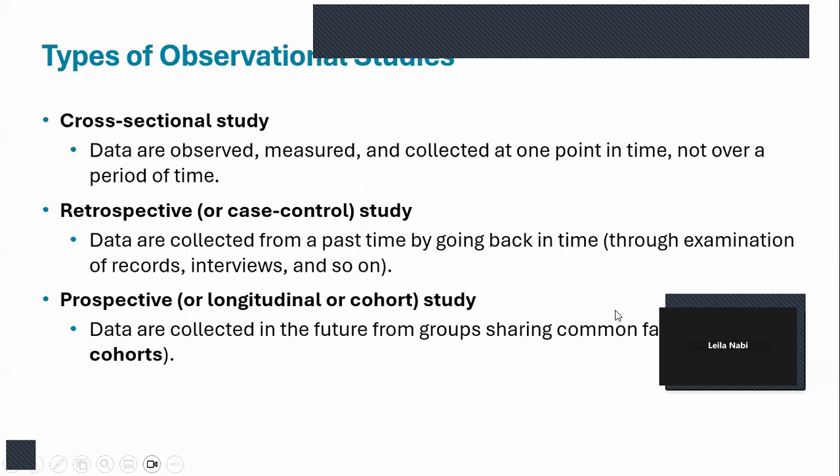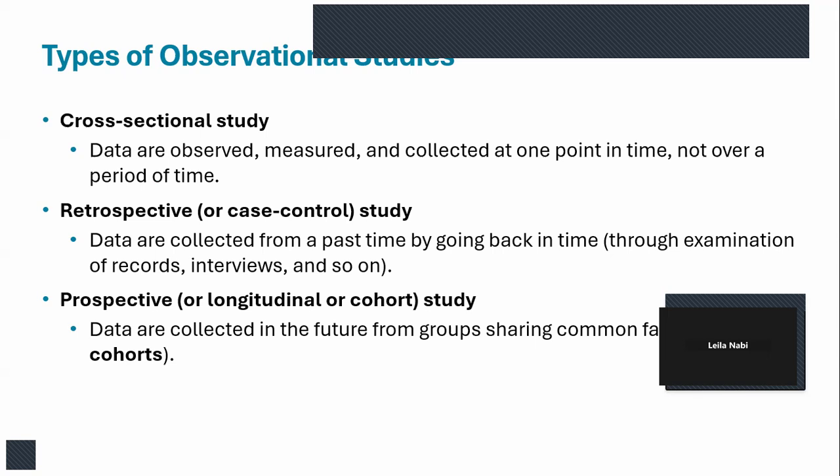Now, after going over the experimental study, we want to talk about the observational study. For an observational study, we said that the data will be collected through the process of observing or measuring some characteristic. But for observational studies, we also have three types: cross-sectional study, retrospective study, and prospective study. Cross-sectional study means the data will be observed, measured, or collected at one point in time. That's it. Retrospective study means we need the data that were collected in the past.